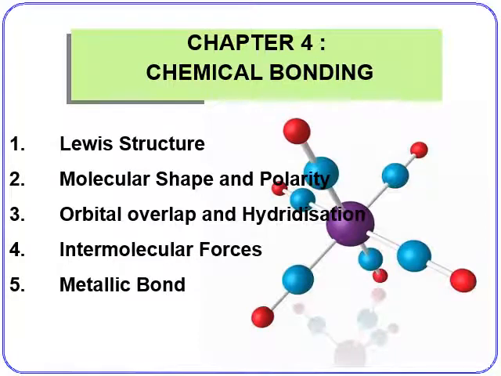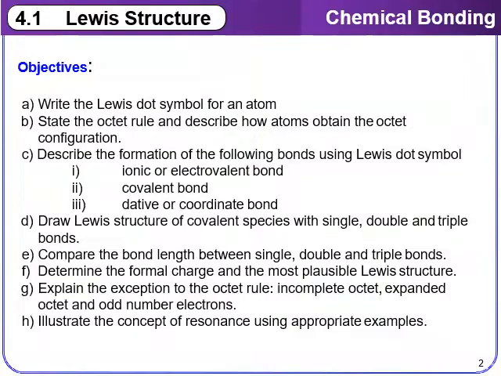Hello, welcome back. We are continuing with chapter 4, chemical bonding, still in subtopic 4.1, Lewis structure. In this video, we are focused on objective D, draw the Lewis structure, which may contain single, double, and also triple bonds. Then we are also going to discuss the exception to the octet rule.